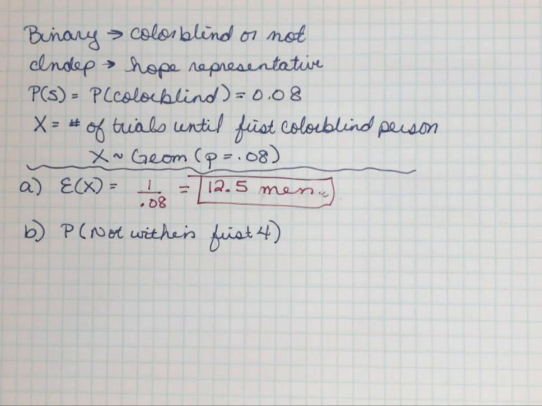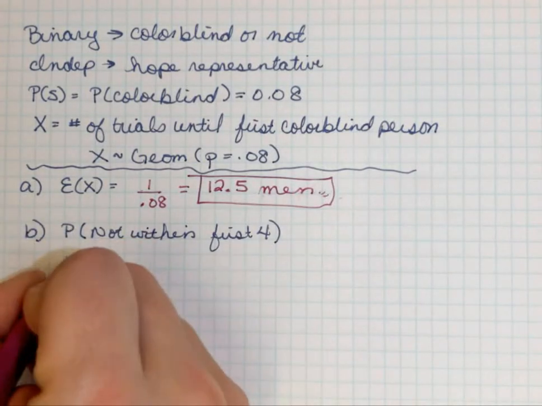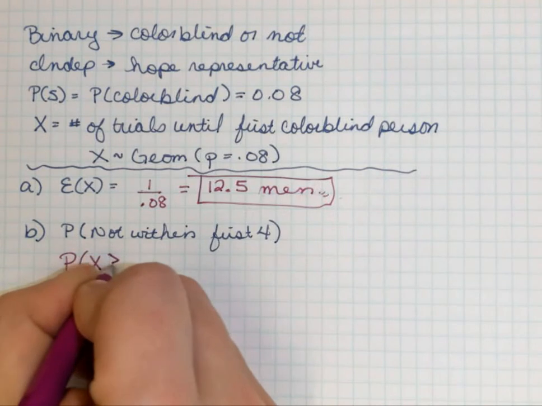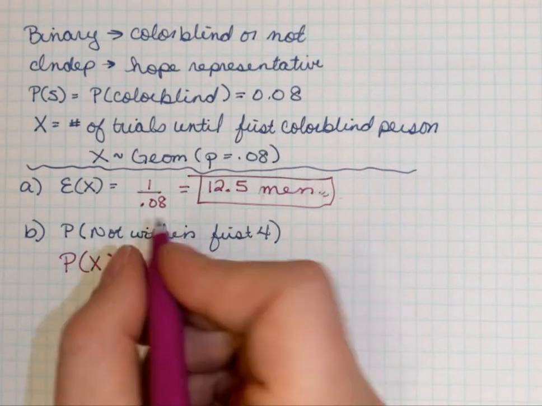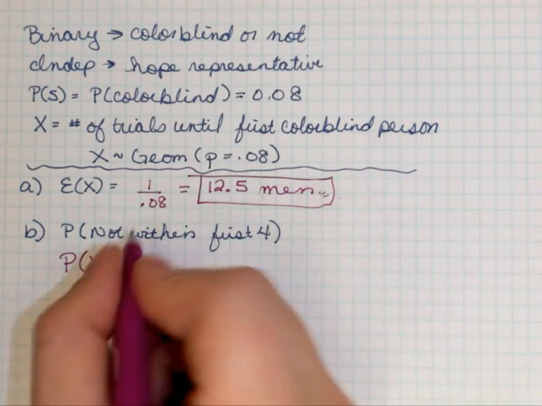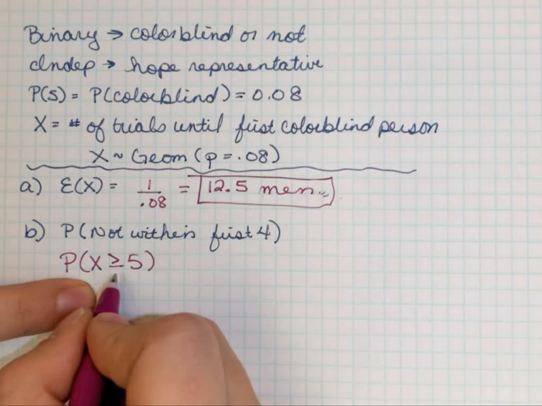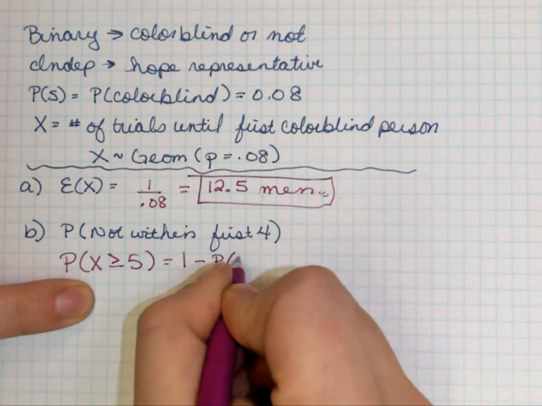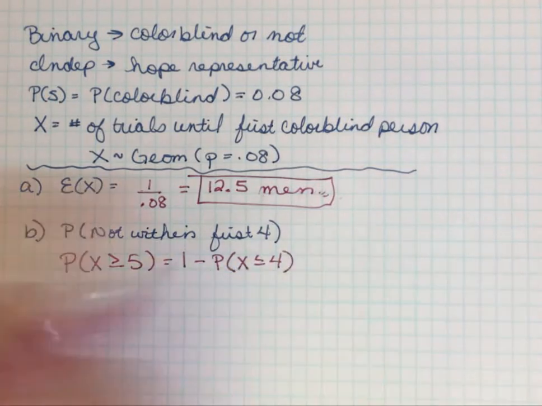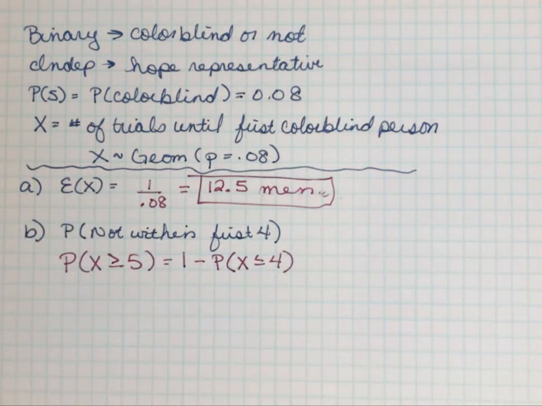Okay? The problem with B is they're saying not within the first 4. There are a lot of different ways that you can do this. You can say the probability that it does occur starting with the 5th person or beyond. The problem is my calculator only works the other way, so I would do 1 minus the probability that it does happen within the first 4. I can do it that way.